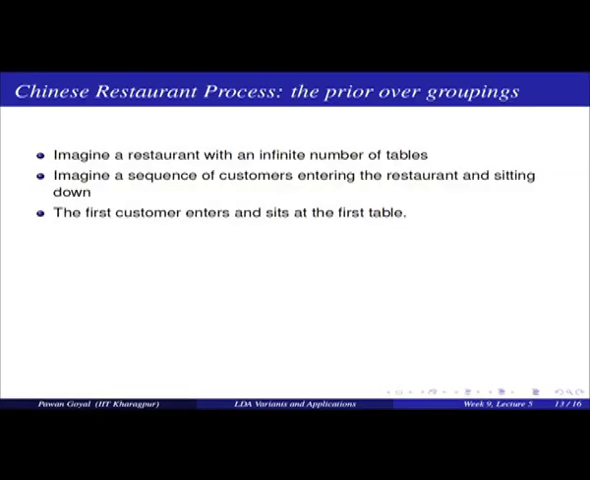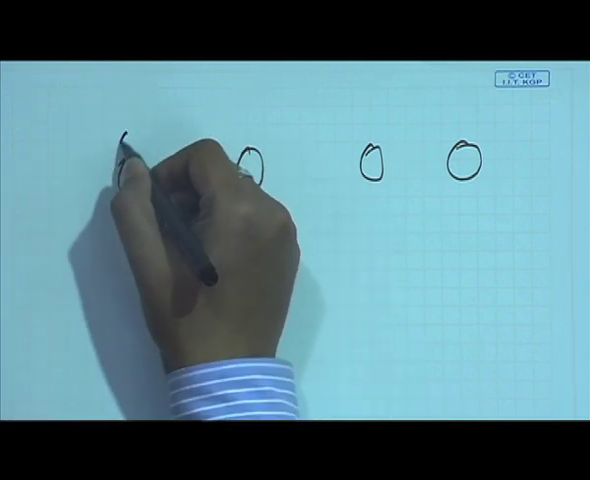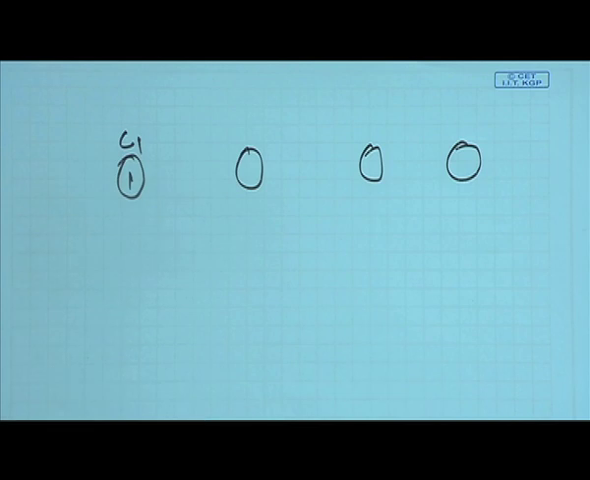Now the model says, when the customers are coming into the restaurant, how are they seated on the tables? One thing it says is that the tables are of infinite capacity, so each table can take as many customers as you want. There is no limit on the number of customers that can sit on a table. Now how do we assign customers to the tables in this process? I have an infinite number of tables. Customer 1 comes in and sits at the first table, table 1. Customer 1 is no problem.